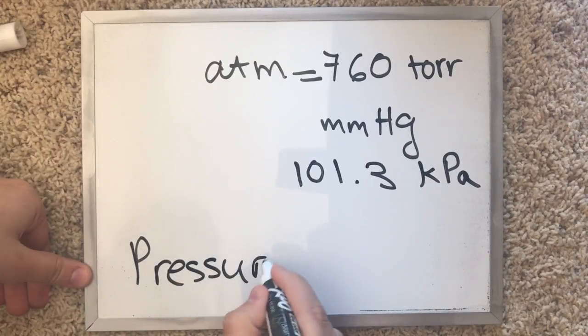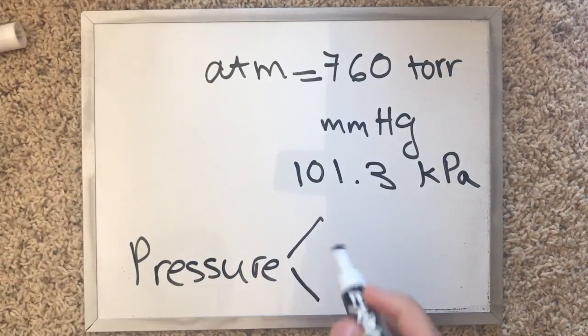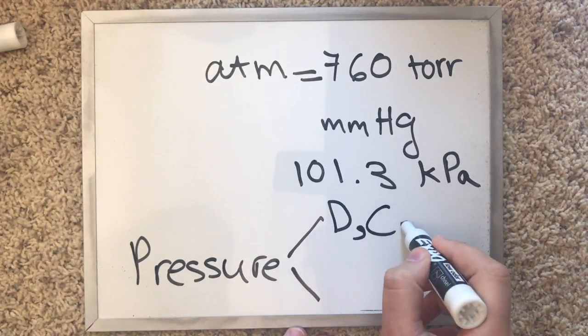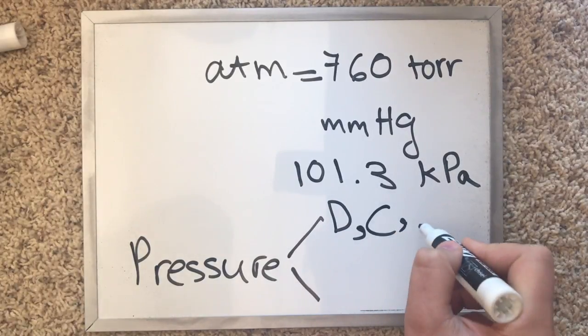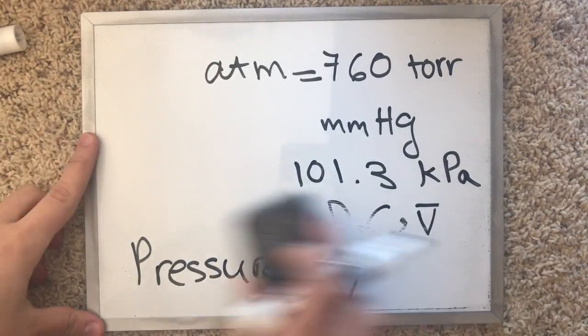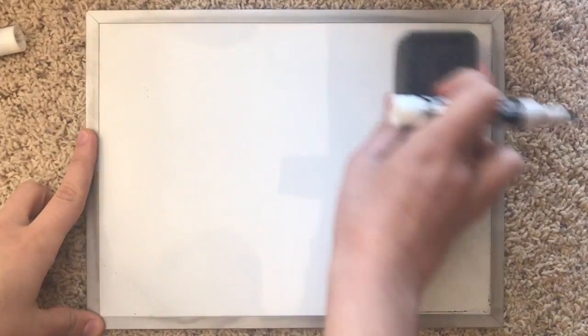Pressure is directly proportional to density or concentration and average speed of the gas particles, but it's inversely proportional to the volume of the container. And based on what pressure is or is not proportional to, we're going to have the different gas laws.